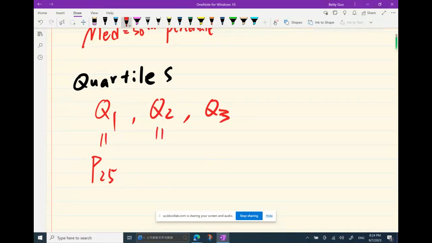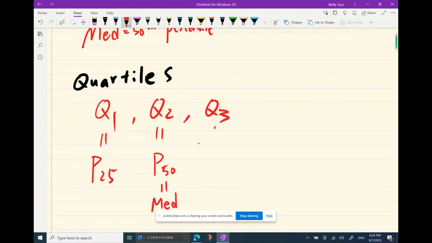And you know what? Q sub 2 is P sub 50, or the median. The second quartile actually is the median. It separates the top half, top 50%, and the bottom 50%. Q sub 2 is the same as the 50th percentile, the same as the median. They are all the same. Q sub 2 separates the top 50% and the bottom 50%, approximately.